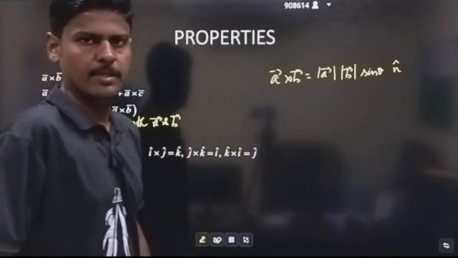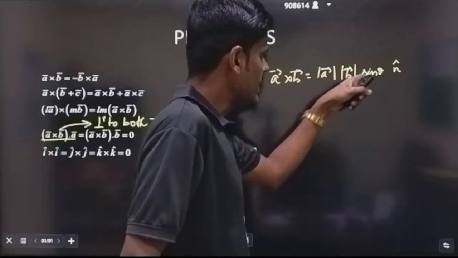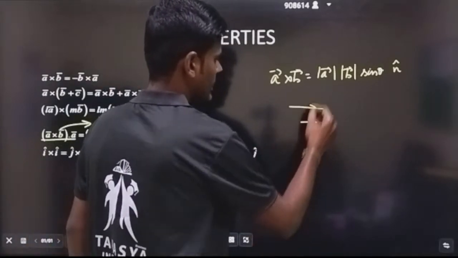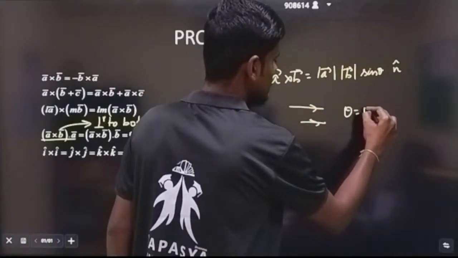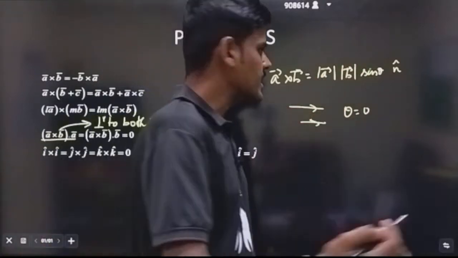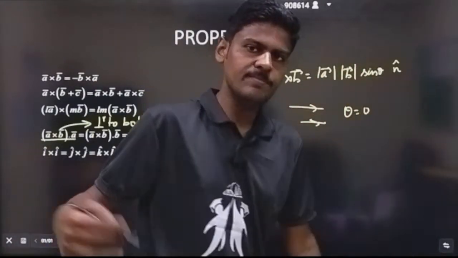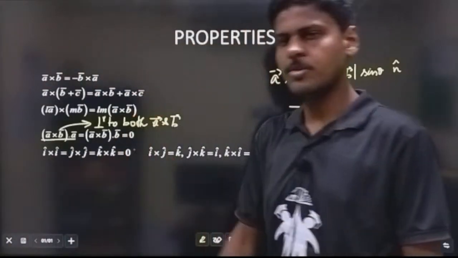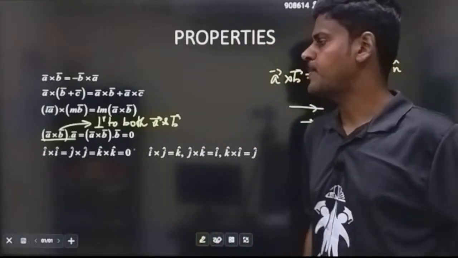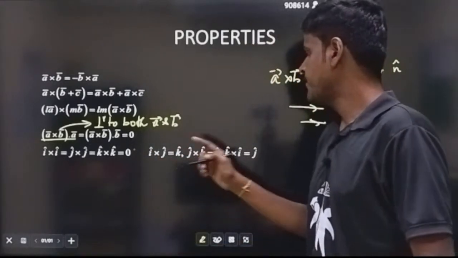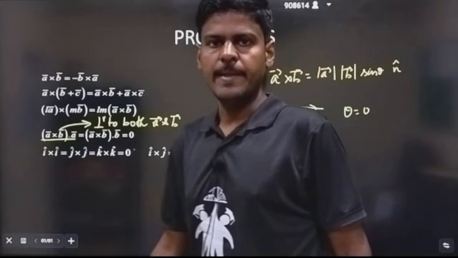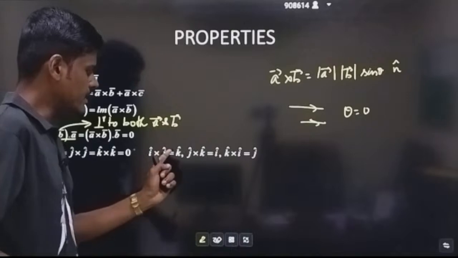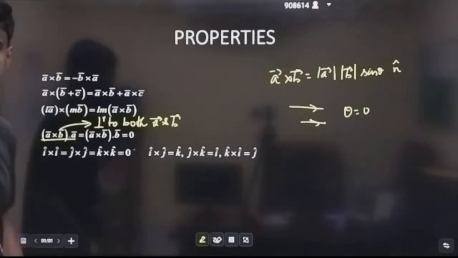Now I cross I means modulus I, what is the angle between them? Obviously when two vectors are parallel, its angle is 0, theta is 0, and what is sin 0? It is also 0, that means this value will become 0. So I cross I, J cross J, K cross K equal to 0. Similarly, when we take cross product, when vectors are perpendicular, I cross J equal to K. Here comes an interesting thing. If we replace J cross I, we will get minus K by the definition of this.